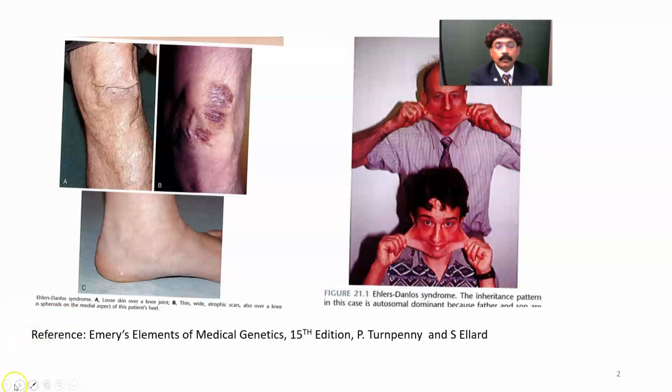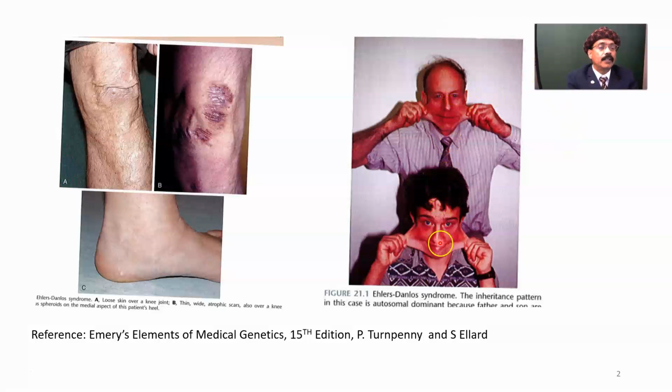Okay, so here we look at the image. Skin is here, folded loose skin over the knee joint. There will be a thin atrophic scar in this person over the knee joint also. And there are some spheroids under the skin. Skin is so thin. We're seeing some spheroids, some small calcified substance here.